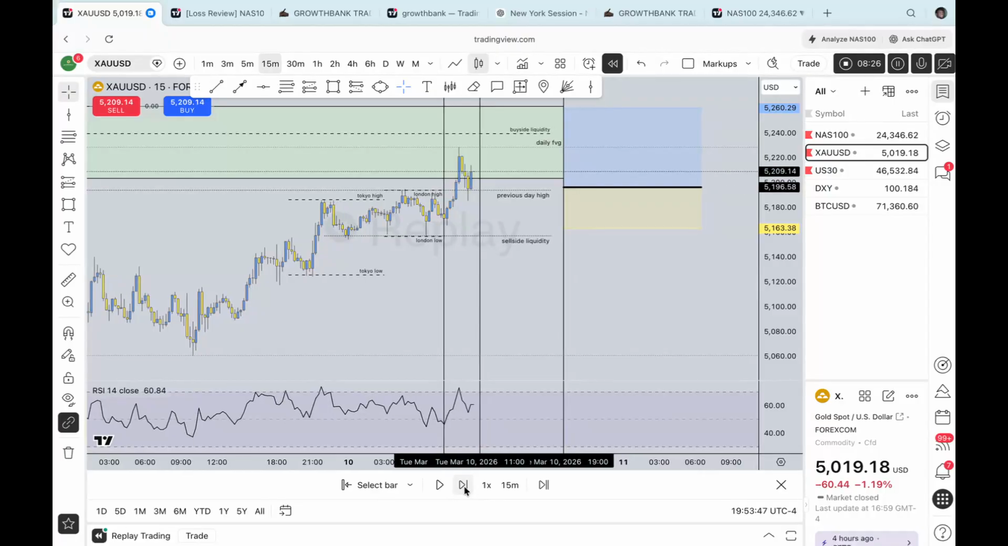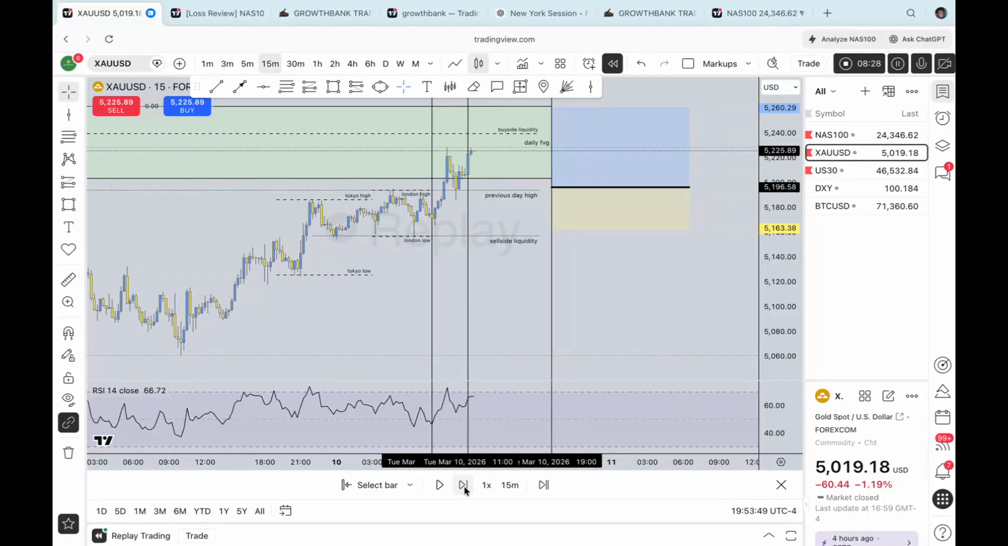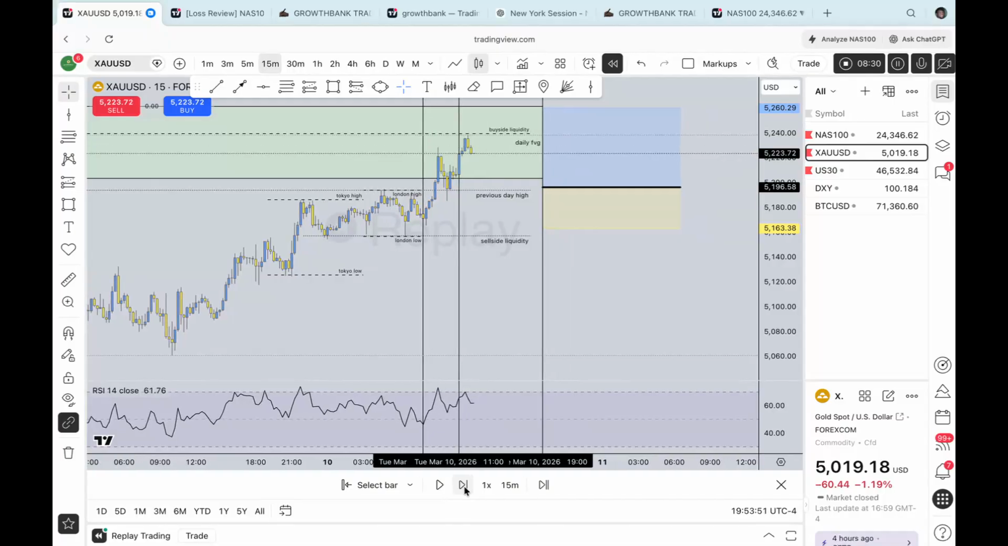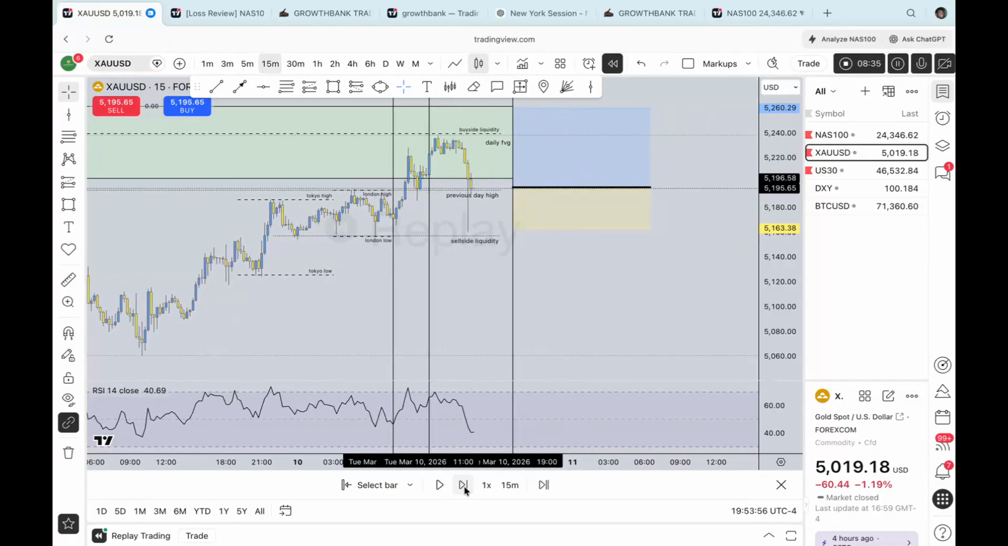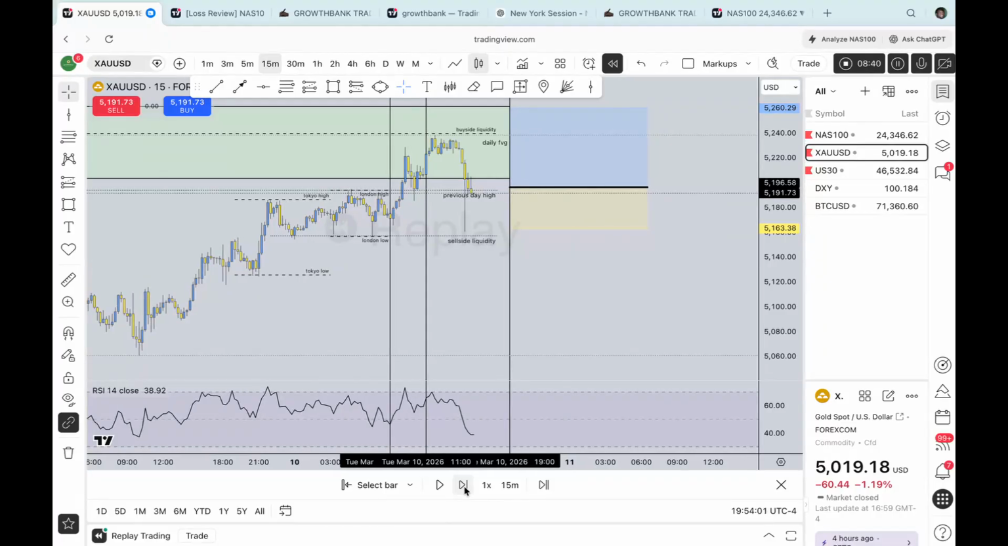Okay, keep going, approach that buy side liquidity. Let's see. Okay, looks like we had some displacement here. We definitely did have displacement from here to here. So this becomes the new fair value gap.